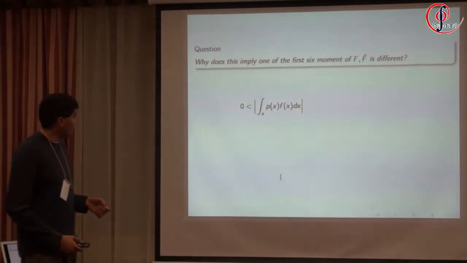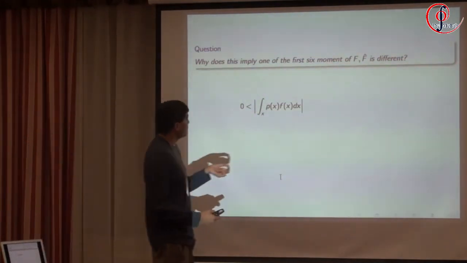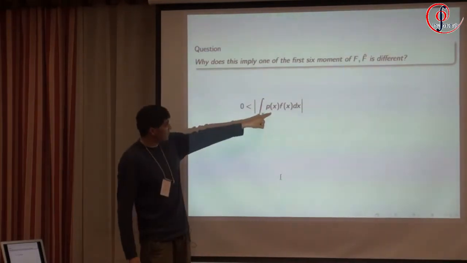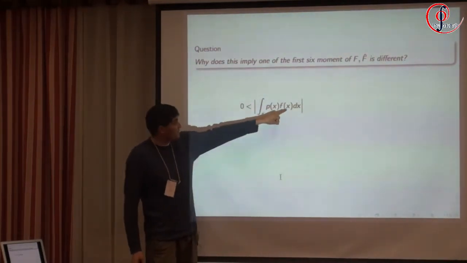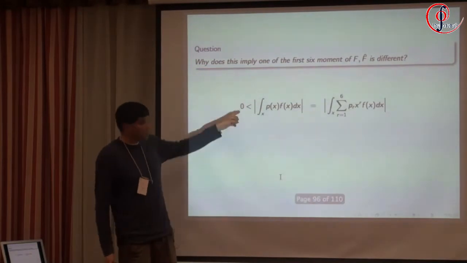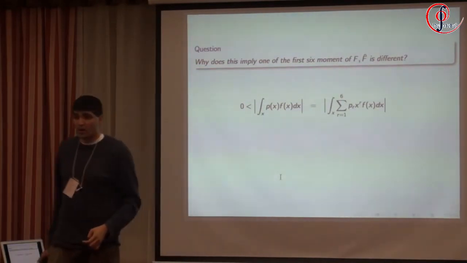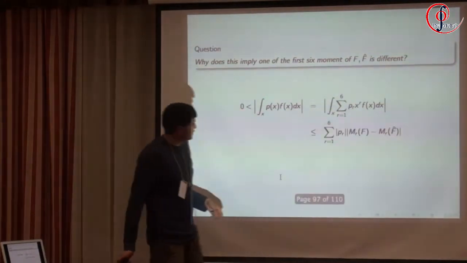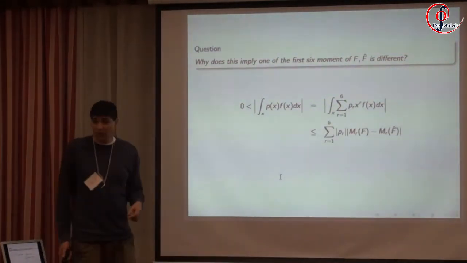Or to put it another way, what if f minus f hat cross 0 at most 6 times? Then when we integrate this degree 6 polynomial against the difference in their density functions, we get something strictly greater than 0. And we can just expand out whatever this polynomial is. It only has 6 terms.